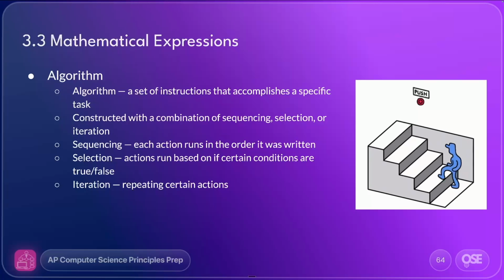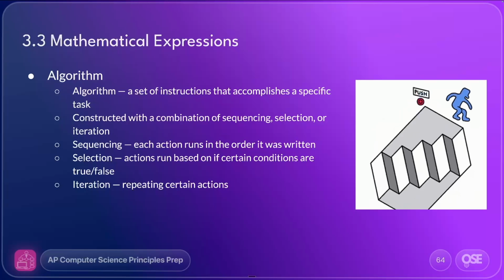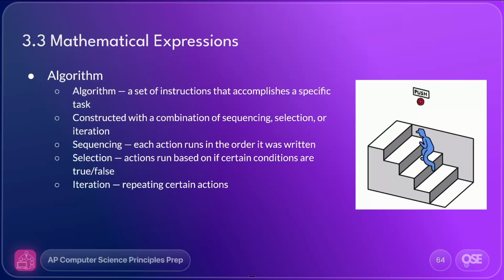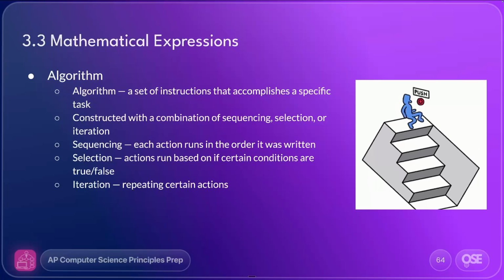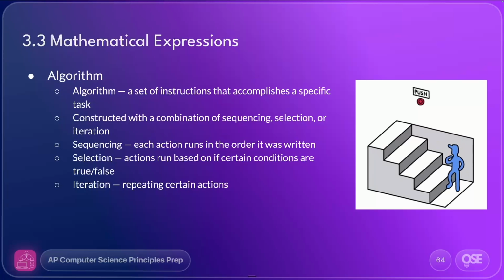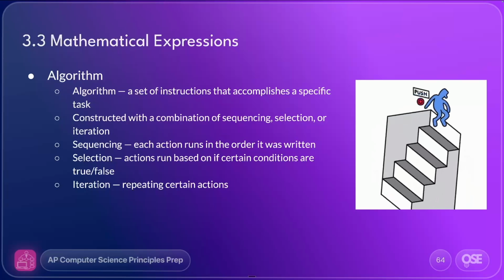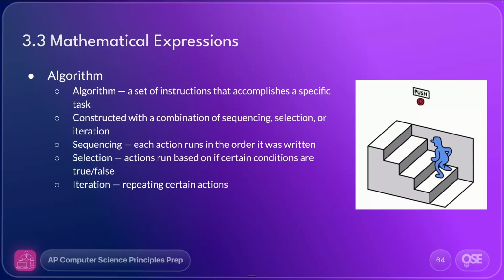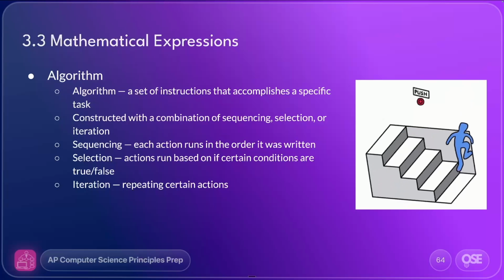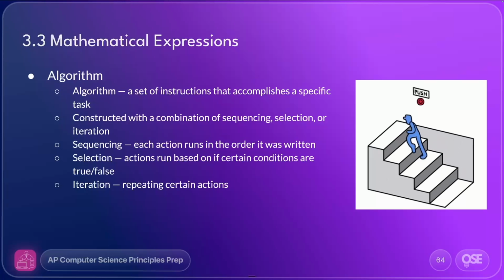Algorithms are a set of instructions that accomplishes a specific task, and they can be constructed with a combination of sequencing, selection, or iteration, or whatever the programming guru decides. Sequencing is a process in which each action runs in the order it was written, and selection is a process in which actions are run based on if certain conditions are true or false. So for example, you have if statements. If this is true, then we run this. If this is false, then we don't run this. Iteration is a process when you repeat certain actions. For example, there can be iterations in loops.